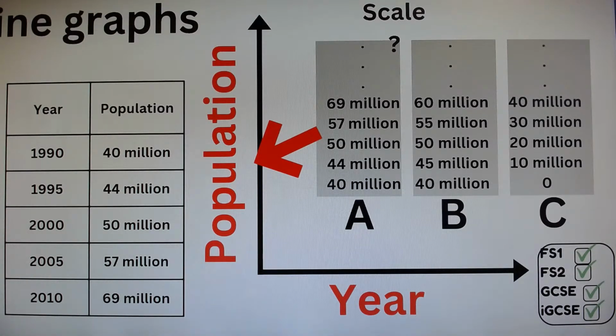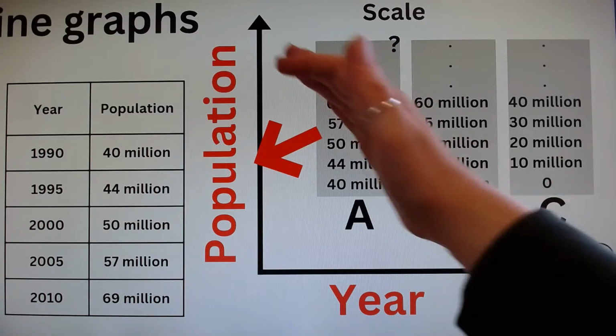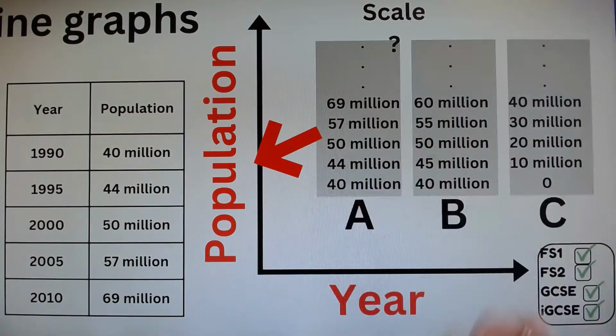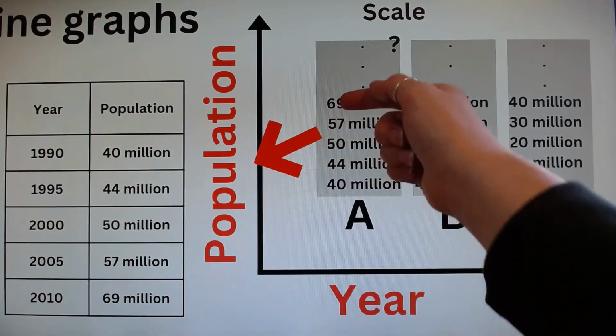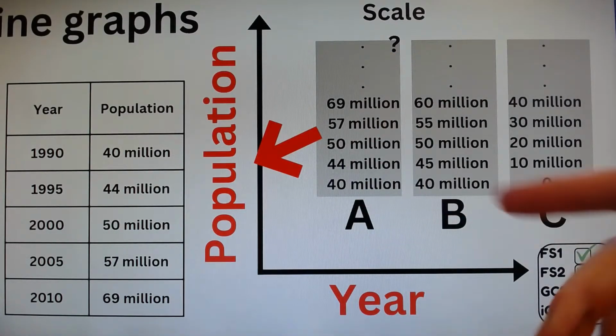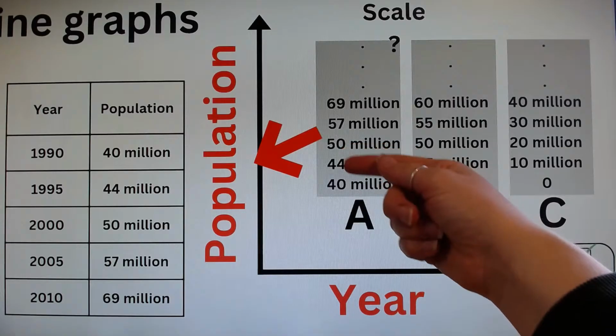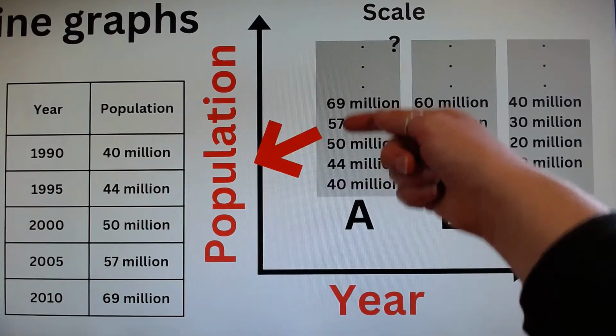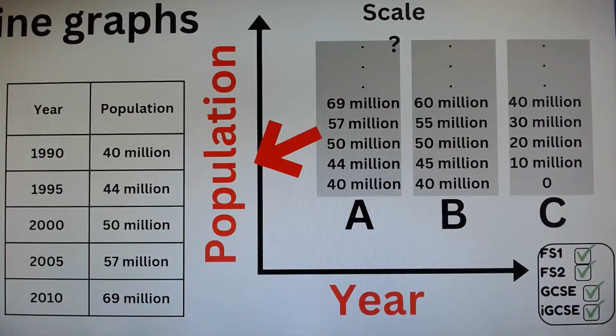Okay, so essentially, we have to rule out A. We can't use A. It's not going up in even amounts. This one's not going to represent the data very well because it goes up in 4 million, then 6 million, then 7, and then 11 million. So we absolutely have to rule out option A. You can't have the population going up in unequal amounts. It does need to be in even amounts for us to be able to see the trends in the data.